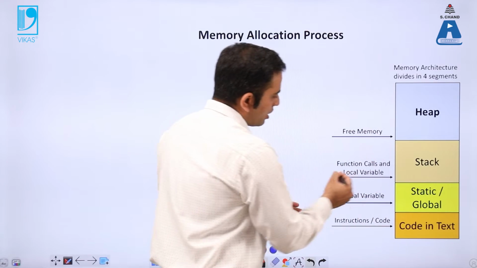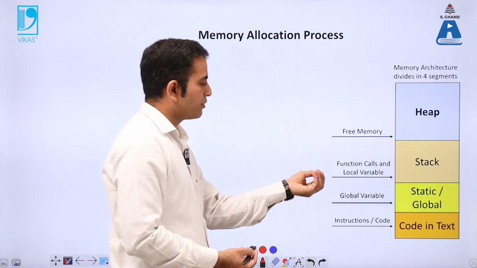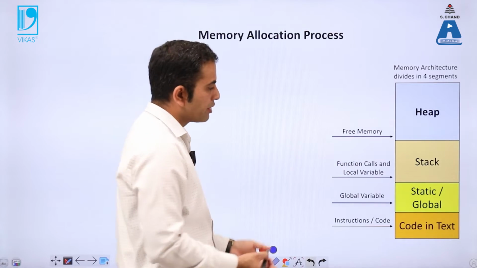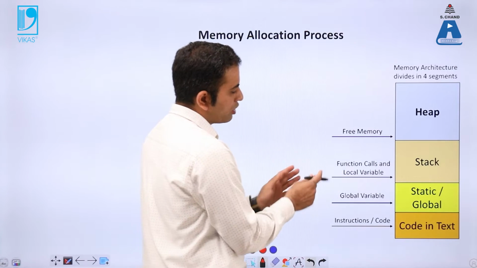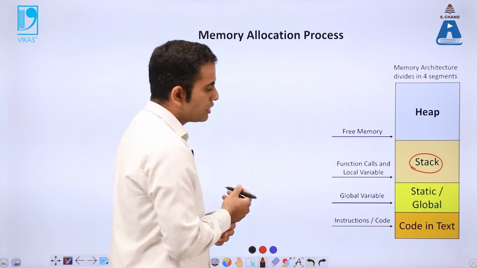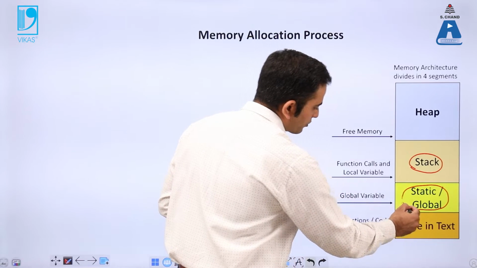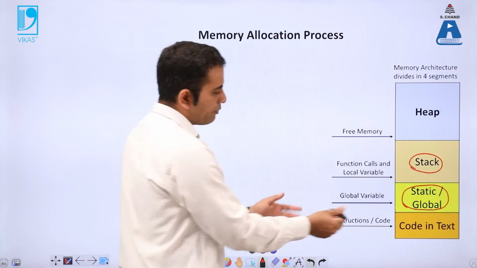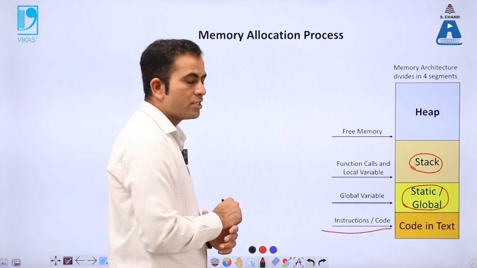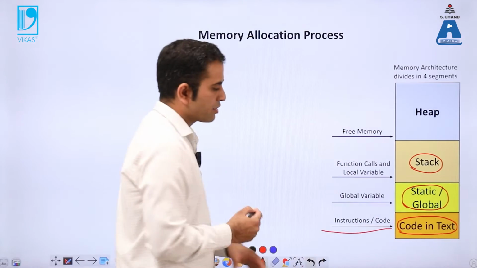Stack means when we make functions and local variables, like when we have developed recursive functions, and x, y, z are my local variables, all these functions and local variables are assigned in stack memory, in the form of a stack. Then global variables are also allocated in a different memory. And the instructions and code that we write are also allocated memory differently, as code in text.